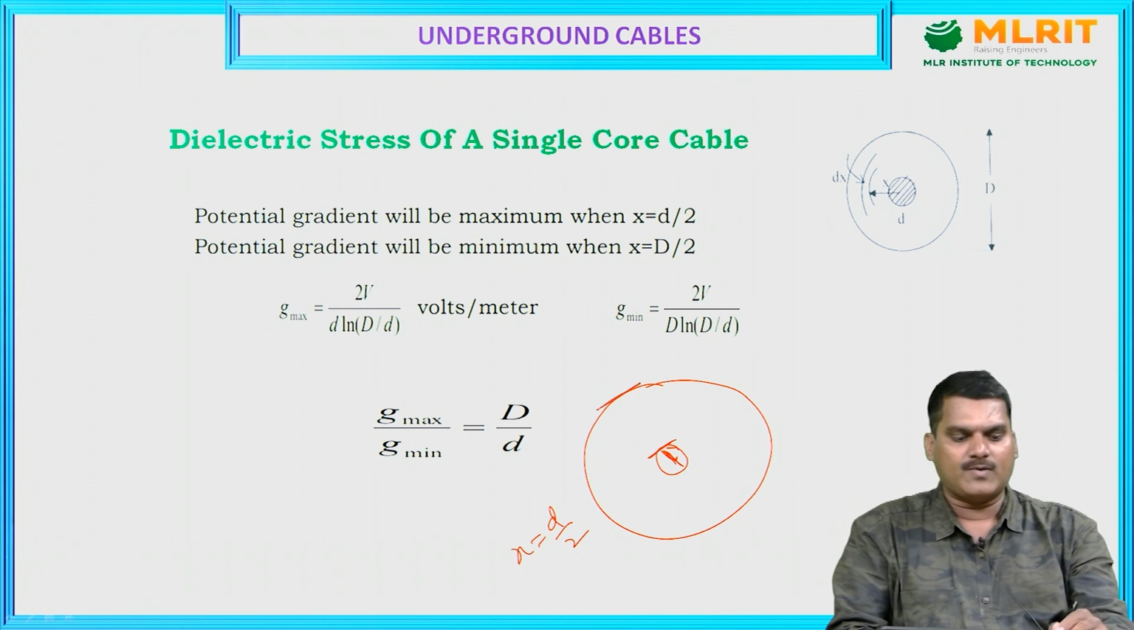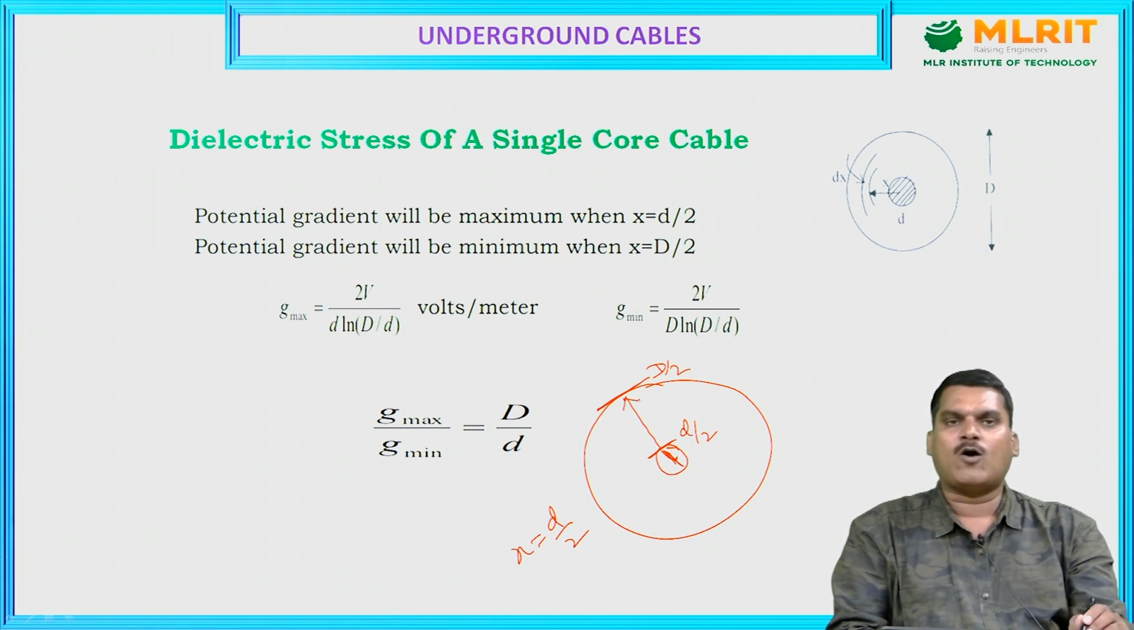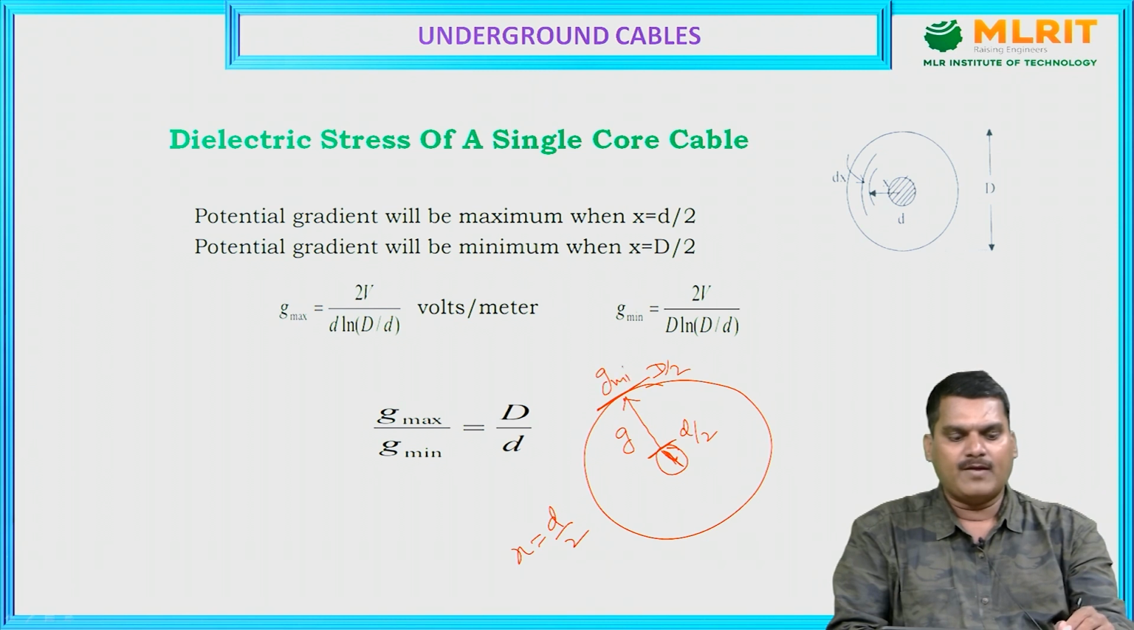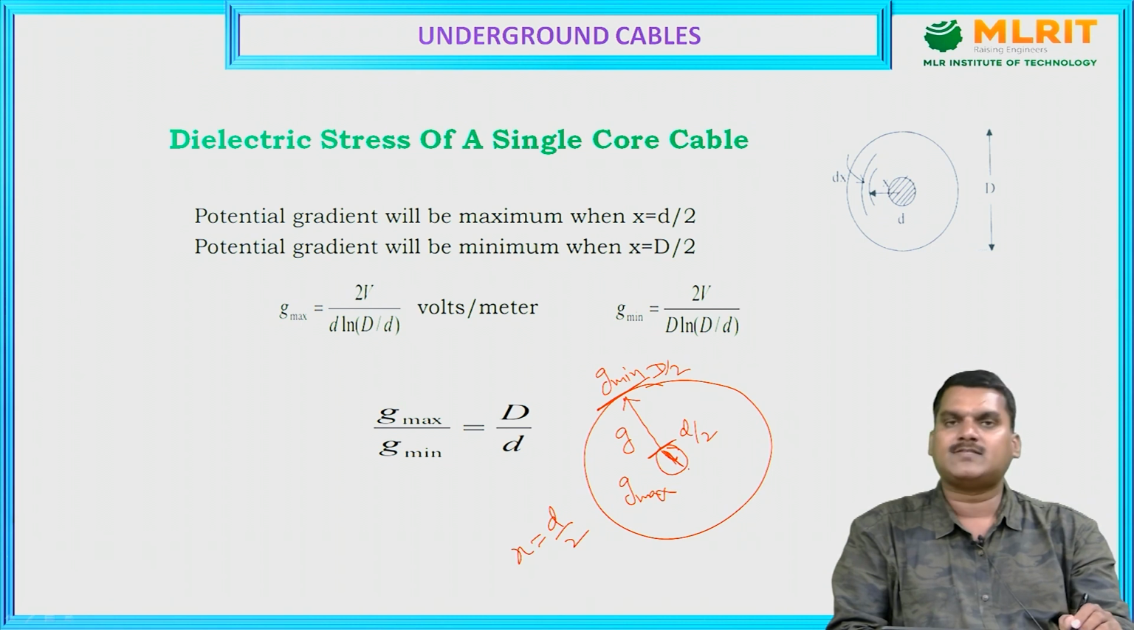This is small d by 2, this is capital D by 2. If you go on moving from here to the outer surface of the underground cable, the G value will slowly decrease. At this point G will be minimum and over the conductor G will be maximum. That is the difference in G value from the center of the underground cable to the edge of the underground cable.